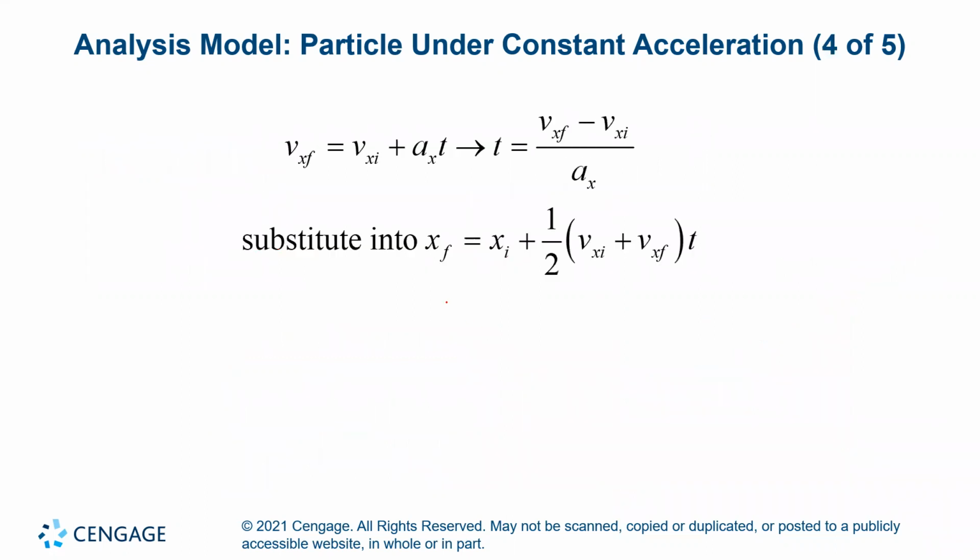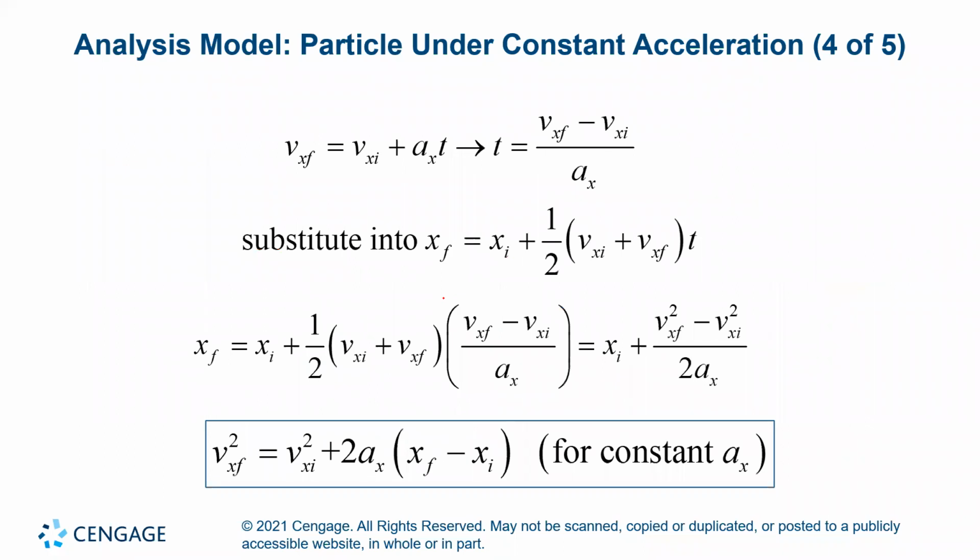And then we can derive one more formula, and we will get this next equation: Vxf squared is equal to Vxi squared plus 2ax times (xf minus xi).